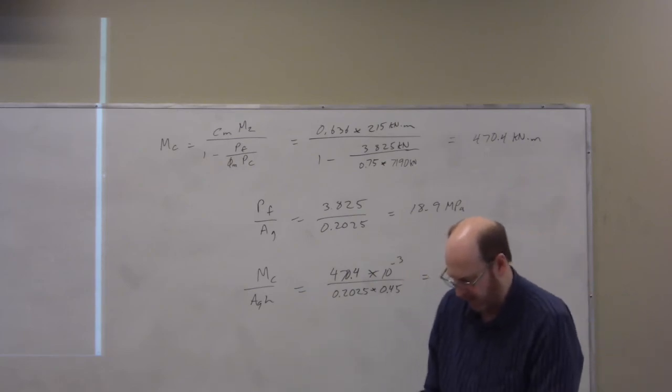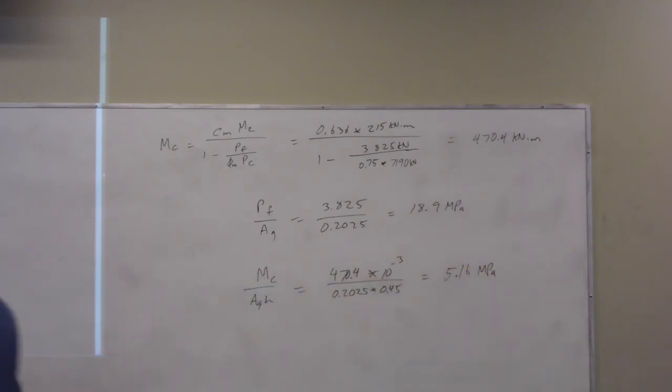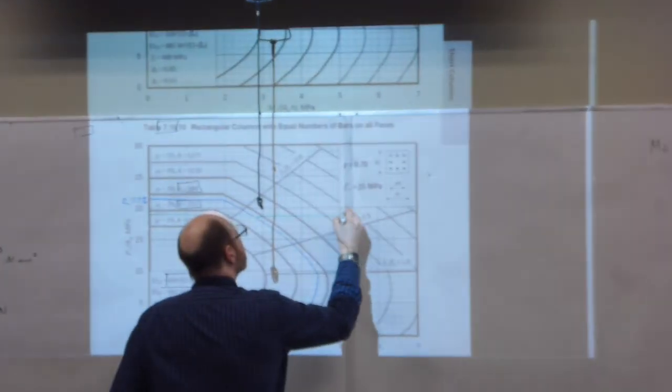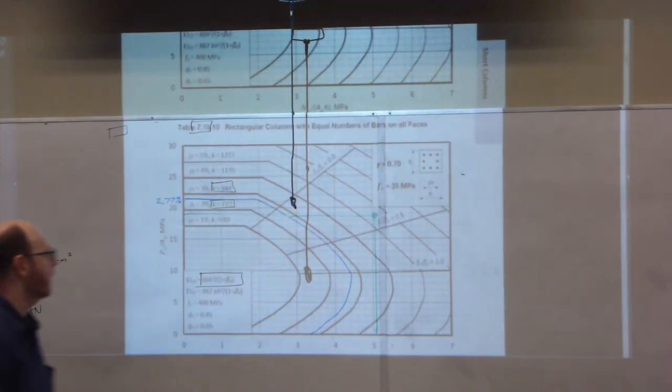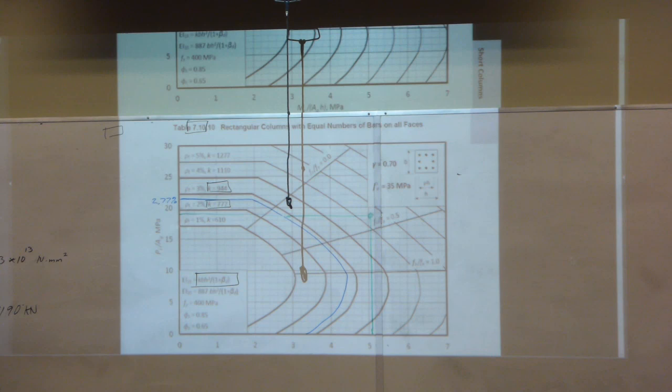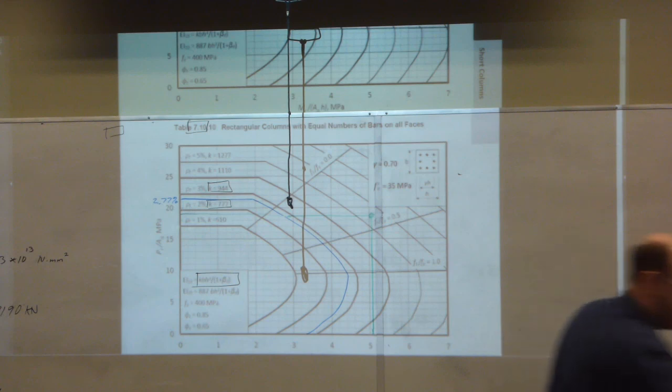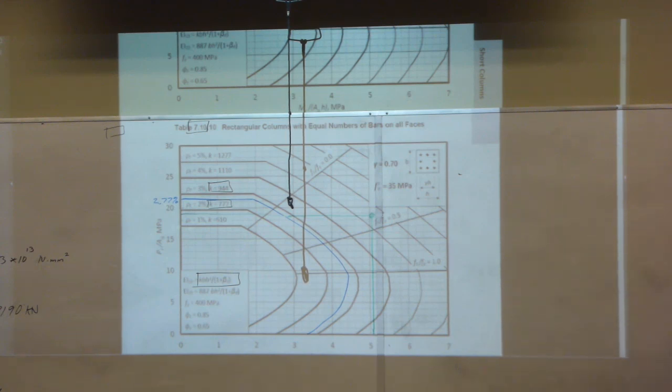So now we're going to plot that point on here, 5.16. So 5.16 is about right out here. So there's our point, right there. So when we take a look at our curve, we're going to say, does not work. The point lies outside of the curve, so it does not work. So we're going to come up with a new configuration here. Now, what we want to do here is adjust the amount of reinforcing.